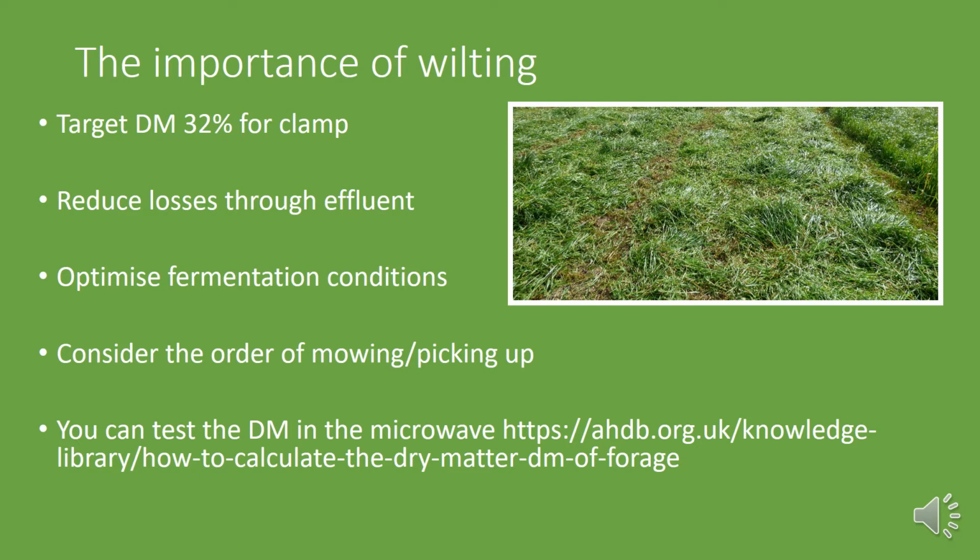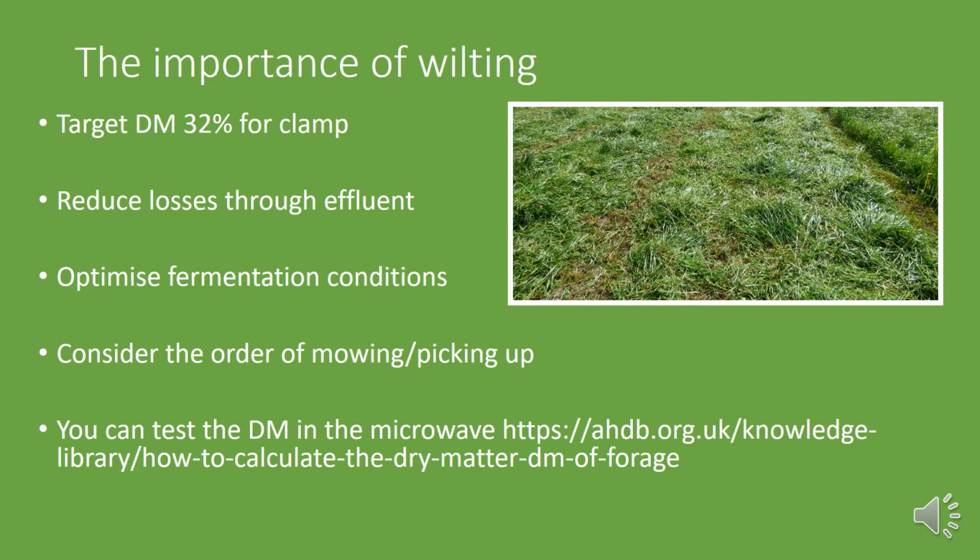We would recommend that your target dry matter is 32% coming into the clamp, and this is important to enable that optimum fermentation. If the forage is too dry, fermentation can be restricted. If it's too wet, you've got an increased risk of undesirable bacteria surviving through the fermentation, and this can jeopardise the hygienic quality of the silage, and it increases the risk of illness in livestock, and it can also reduce intake. So getting that right is really important.